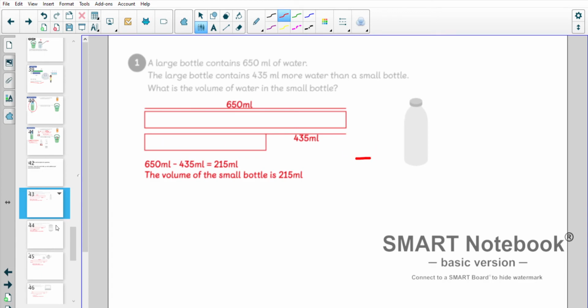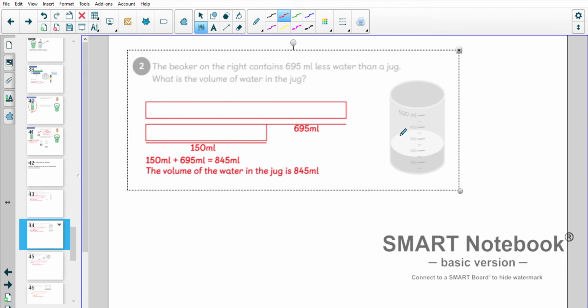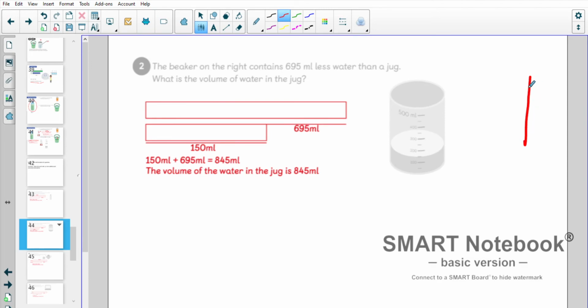Okay. The beaker on the right contains less water than a jug. What is the volume of the jug? So the jug's going to be bigger, so we need to add to find out what the volume of water in the jug is. So that one's an add, and your answer is 845 millilitres.